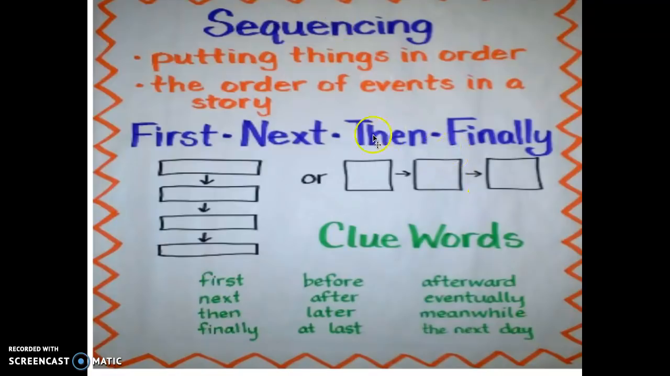And this is what a flow map looks like right here. It's just basically a series of boxes, and the arrows show the flow or the order the boxes go in. And each box is going to have a certain event from the story. And once you're done writing down and explaining the events of the story, you're going to create this flow map to show the sequence of events.